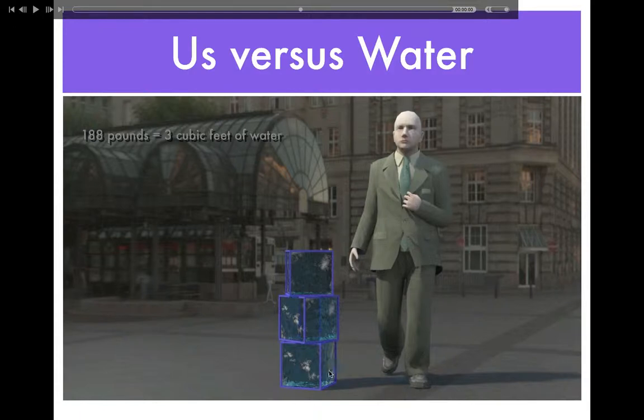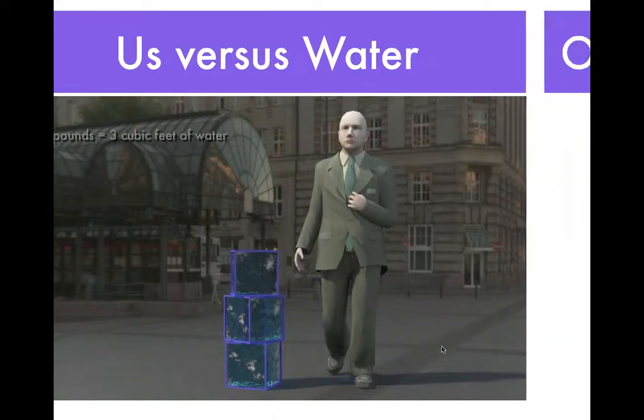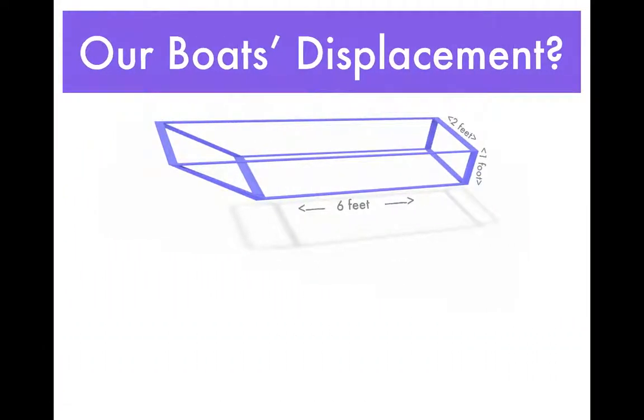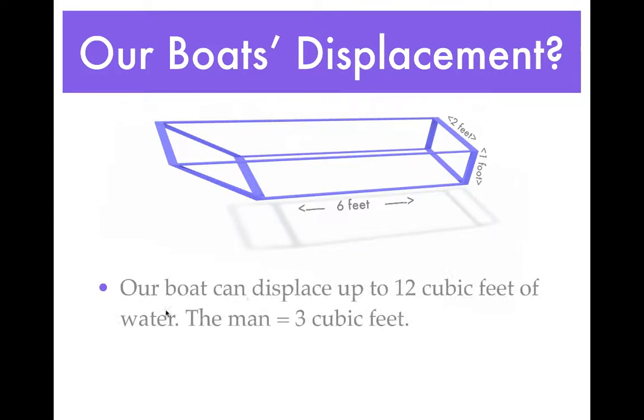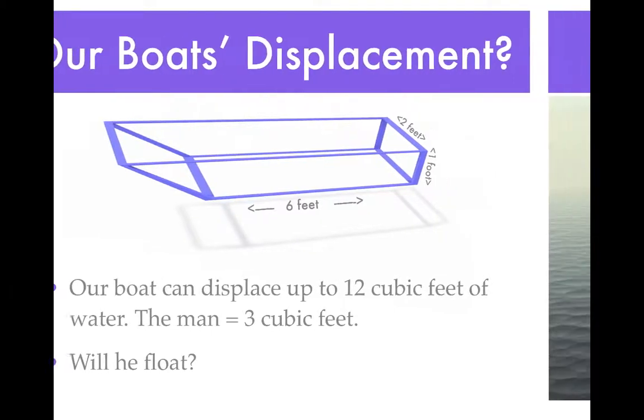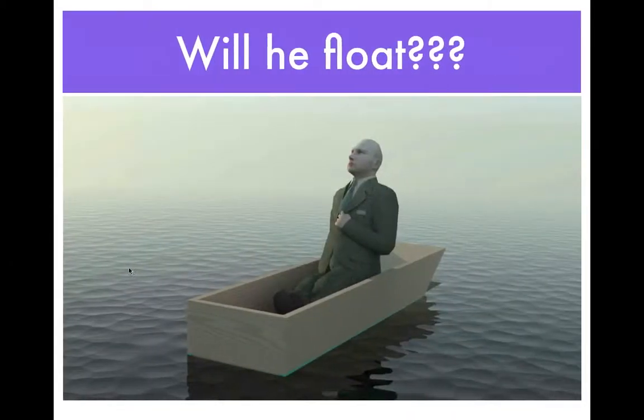Now, you don't want to make it exactly the amount of displacement because then your boat would be right on the edge, right? So we have to figure out how much we actually want to displace. But we know our boat can displace up to 12 cubic feet of water. The man equals 3 cubic feet of water. So the question is, will he float? If we put that man in our boat, would he float? Well, let's see, shall we?